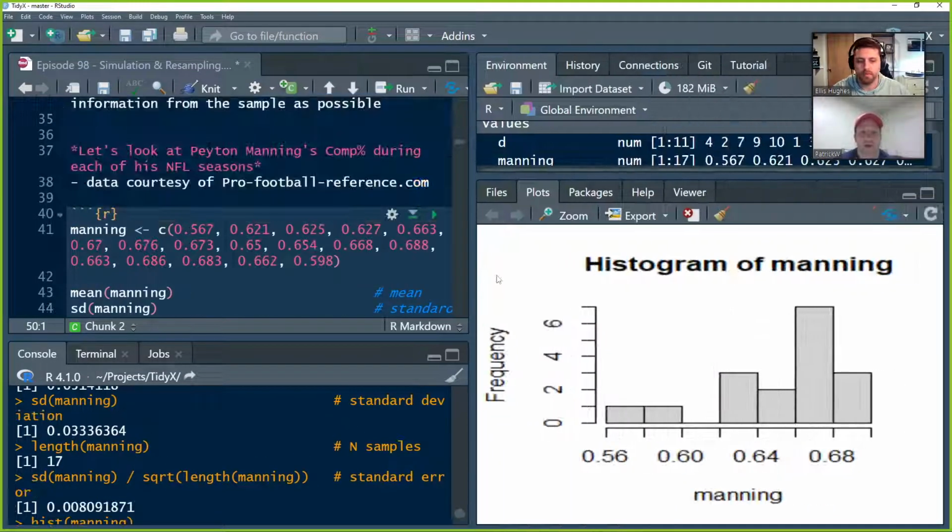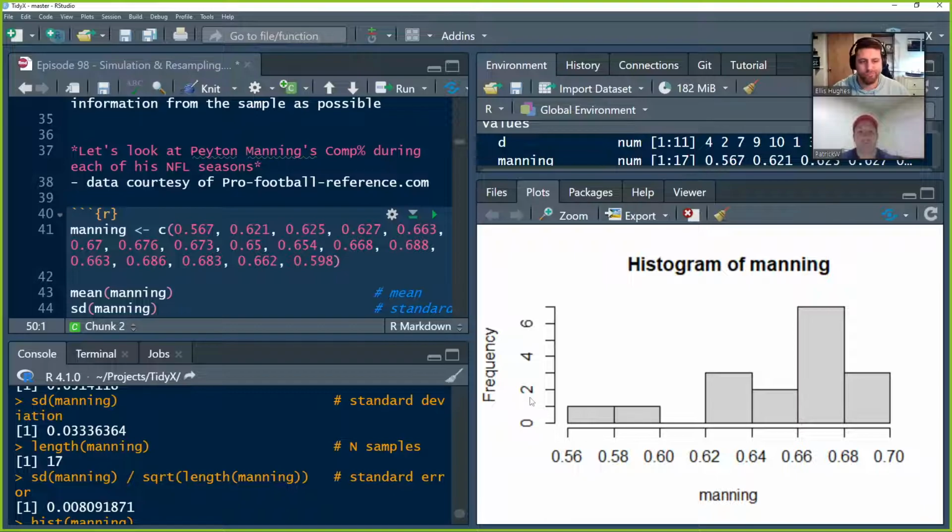So we could create a histogram of each season. So this is a histogram of Peyton Manning's completion percentage across each of his seasons. So we see it's a bit left skewed. So the skew is where there's few on the left side with more data towards the right.